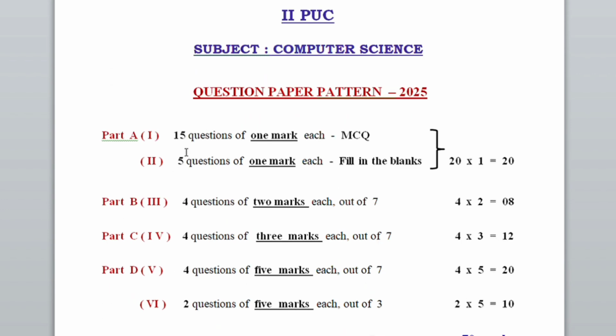As we all know, we have 4 parts in the question paper: Part A, B, C and D. Part A will have 2 mains. The first has 15 MCQ questions, followed by the second main with 5 fill in the blank questions. So totally it is 20 marks.